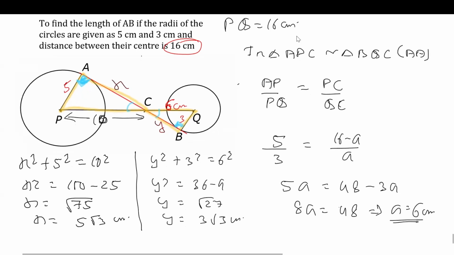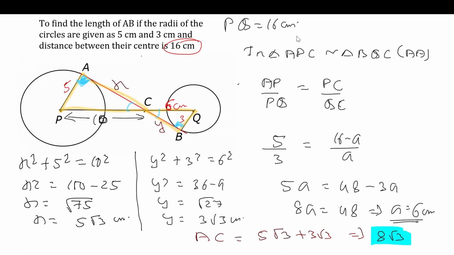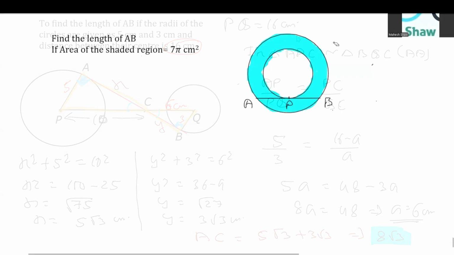Now once we got this, we have to get the length of AC, and we can see from the figure AC is equal to x plus y, where x is 5 root 3 and this is 3 root 3. Am I right? Yeah, it should be 75, 25 into 3. That's right. So therefore, this comes as 8 root 3. So the length of AC comes out to be 8 root 3. That's how we will do this question.